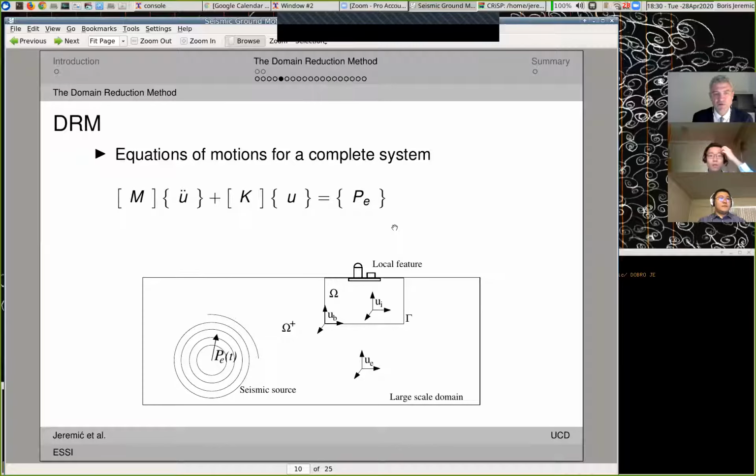Let's put down the equations of motion for the complete system with the local feature. Mass matrix times accelerations, the d'Alembert principle, inertia forces, plus stiffness times displacements equals these forces. The only forces we have in this case are the excitation forces at the earthquake source. So this is our system. Again, we don't have any viscous damping in this system. We can add viscous damping later, but at this point, this is just the system of equations we're looking at.